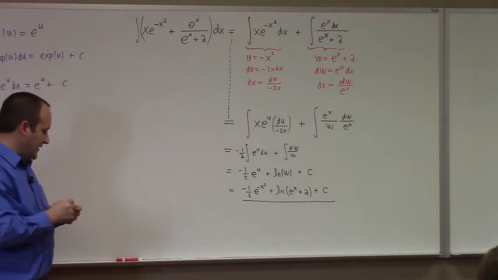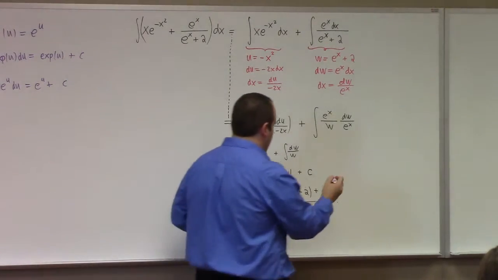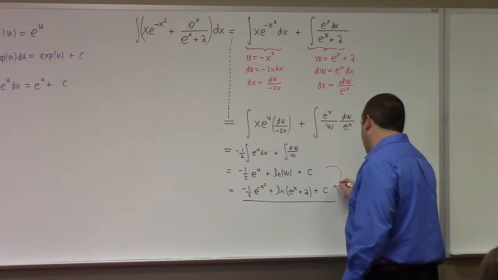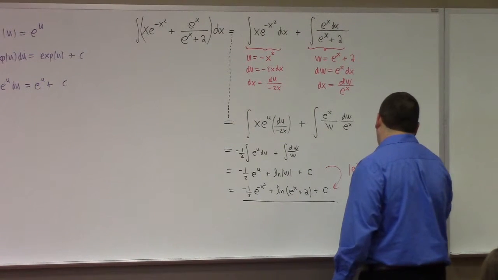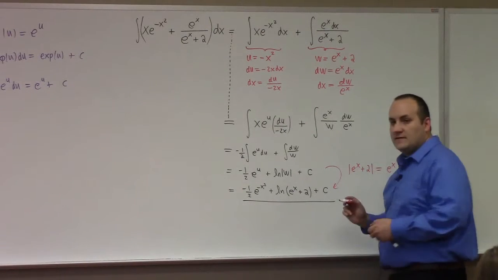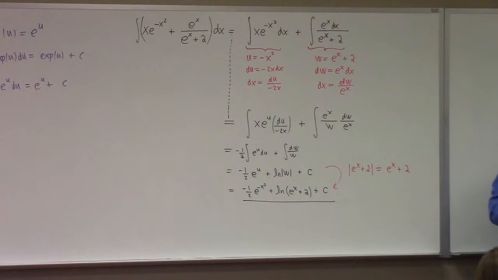What I was saying is, even if you were ignorant about it, the absolute value of e to the x plus 2 is just equal to e to the x plus 2 anyway, because e to the x is always positive. So an always positive number plus 2 is always bigger than 2. So certainly the absolute value of that's just the thing again.